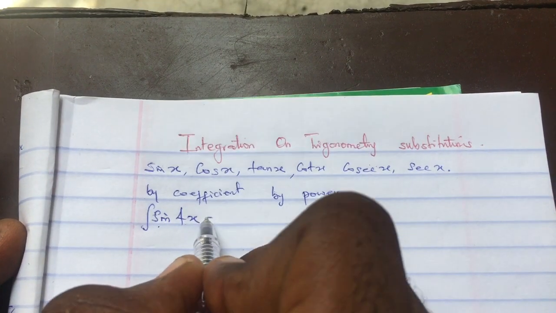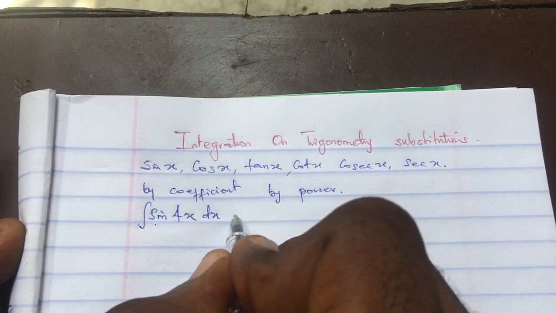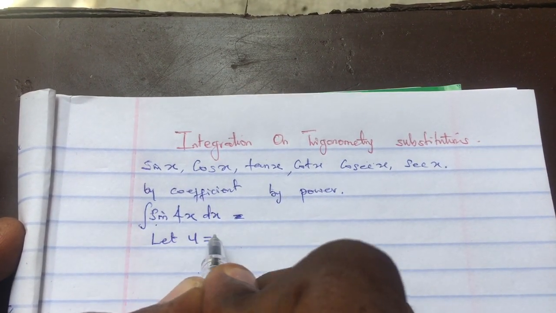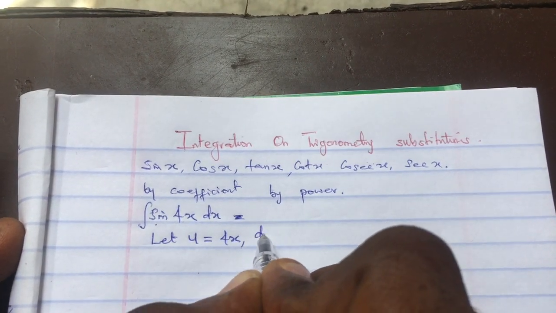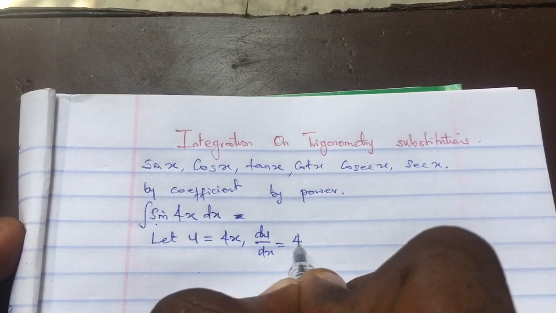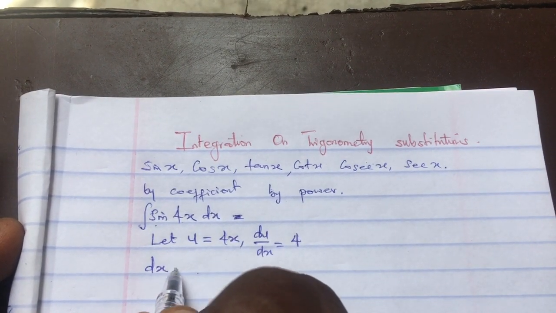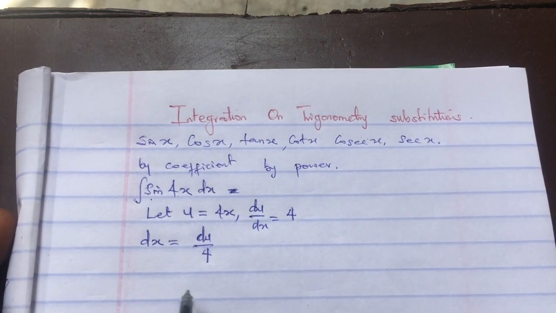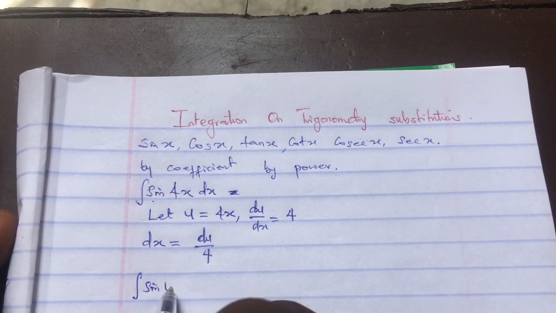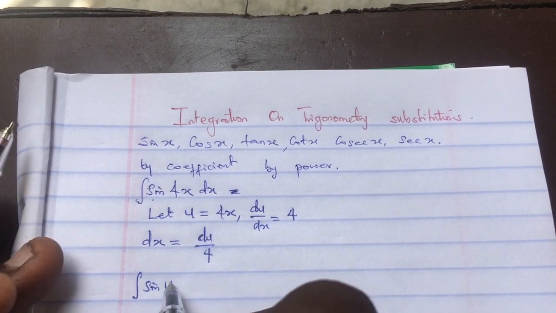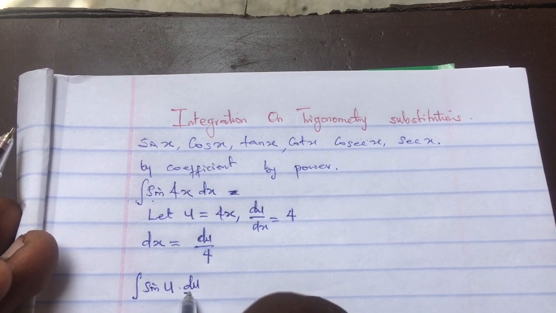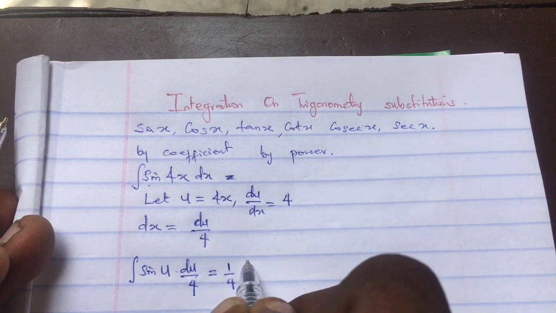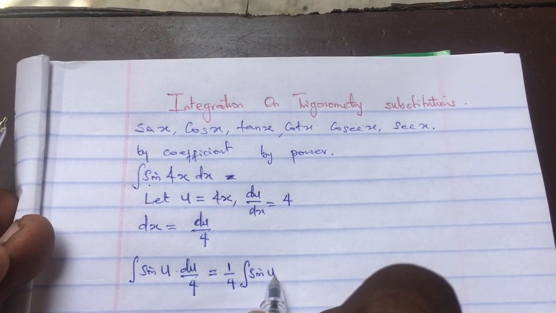So to integrate this with respect to x, we say let u be that function representing x, then du dx will be what? 4. If we make dx the subject of the formula, you have it to be du over 4. Then if you write your question back, you have integral sine u, because 4x is being replaced with u. Then dx is the same thing as du over 4, and I can bring my 1 over 4 out as a constant. 1 over 4 integral sine u du.